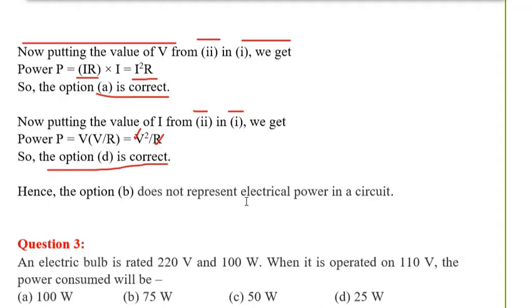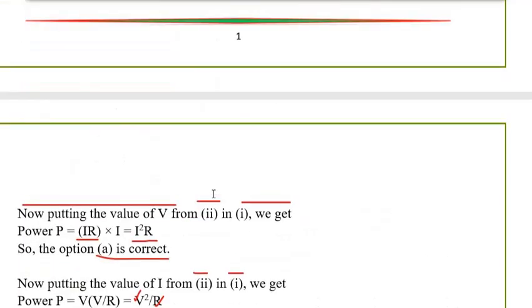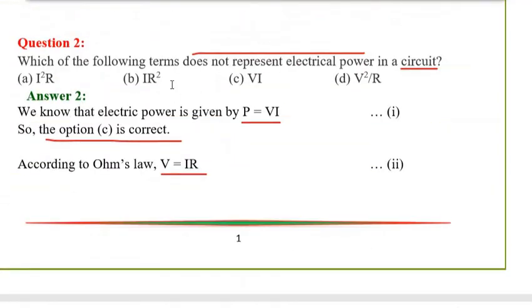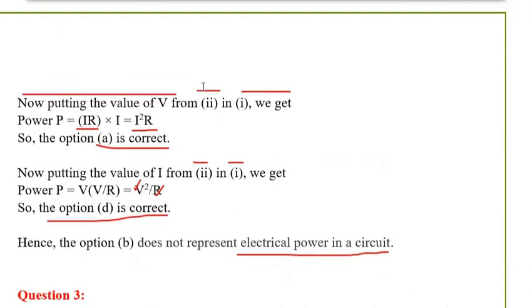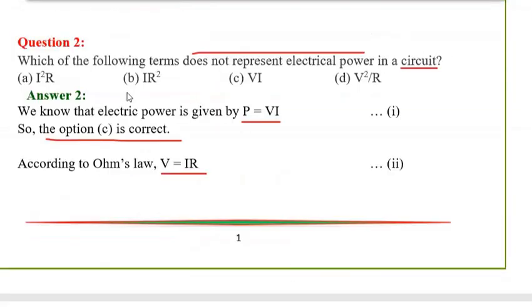Hence option B does not represent the electrical power in circuit. This question asks us which of the following terms does not represent electrical power. So option B does not represent electrical power. So the correct option of question number 2 will be B. Hope there is no problem to understand the explanation of question number 2.